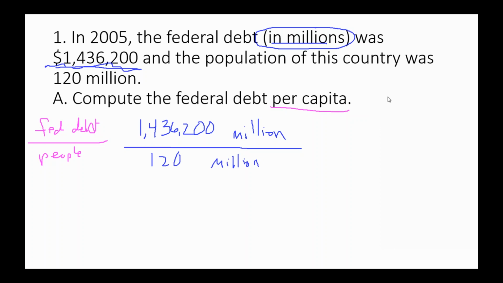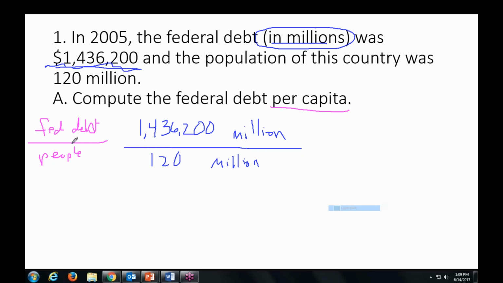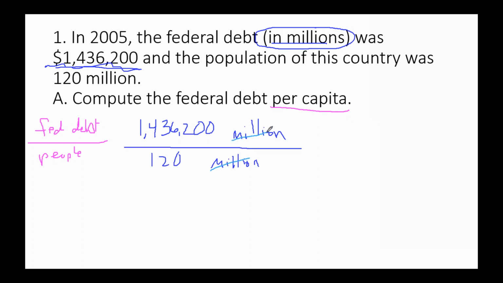Now, this particular problem works out nicely because the millions then will cancel out. They cancel out because they are the exact same unit. If you have different units, it doesn't work so well. Okay, so those cancel out nicely. So when I'm figuring out my federal debt per capita, I simply have to divide my 1,436,200 divided by 120. When I do that division, what do I get for an answer?